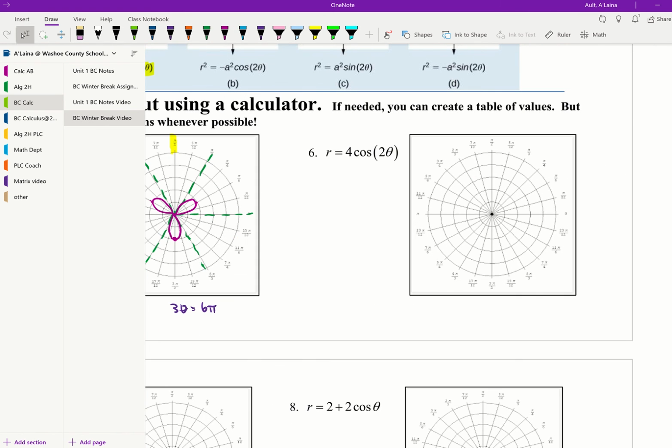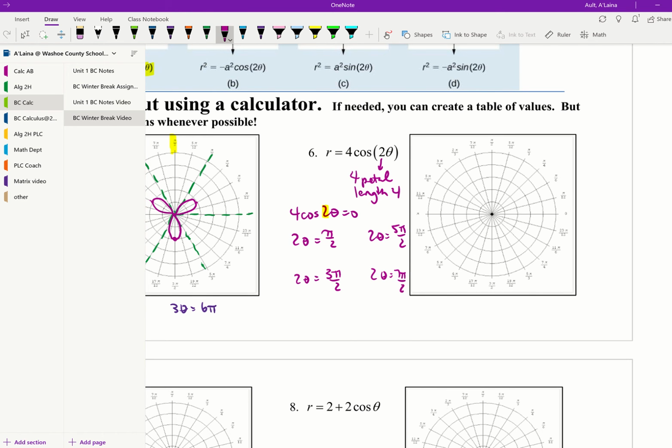Number 6 is another rose. Notice that this is an even number, so there are 4 petals of length 4. I'm going to set this expression equal to 0. I'm looking for where cosine would zero out, which would be at pi over 2, 3 pi over 2. And I'm going to have to go around the circle twice since this is multiplied by 2. So that would then be 5 pi over 2 and 7 pi over 2.